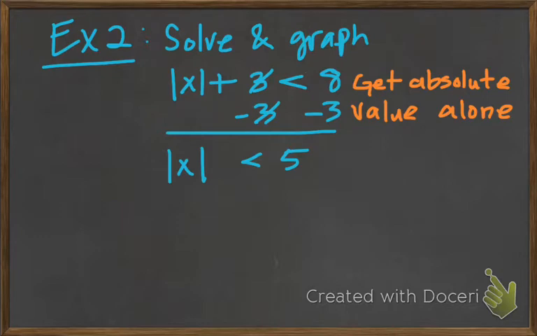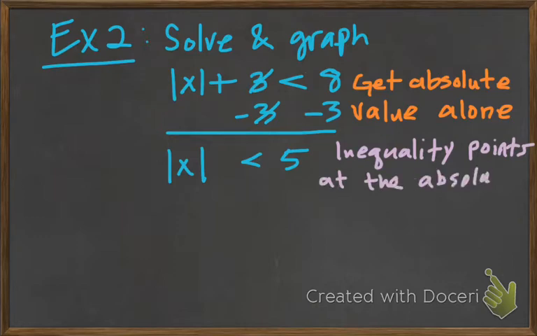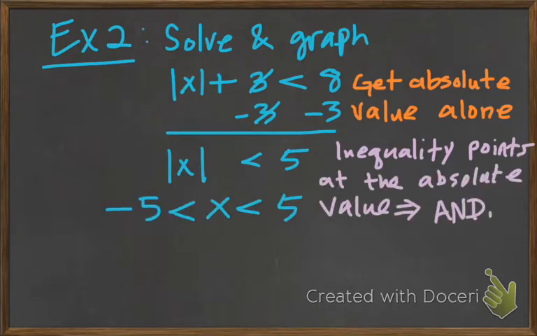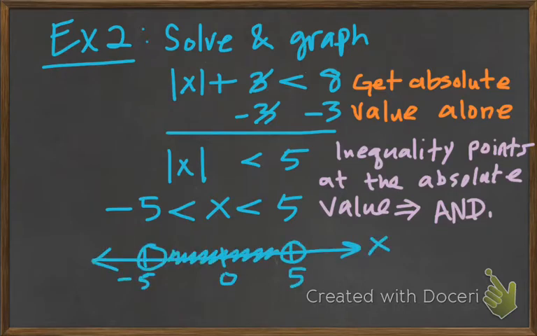So we know, since the inequality points to the absolute value, this is an AND situation. So we'll put x between the positive and the negative value. It's an AND. So x, there it is, negative 5 less than x less than 5. The graph looks a lot like the inequality. We don't have equal to, so we don't shade in the point for negative 5 or positive 5. We shade everything in between.